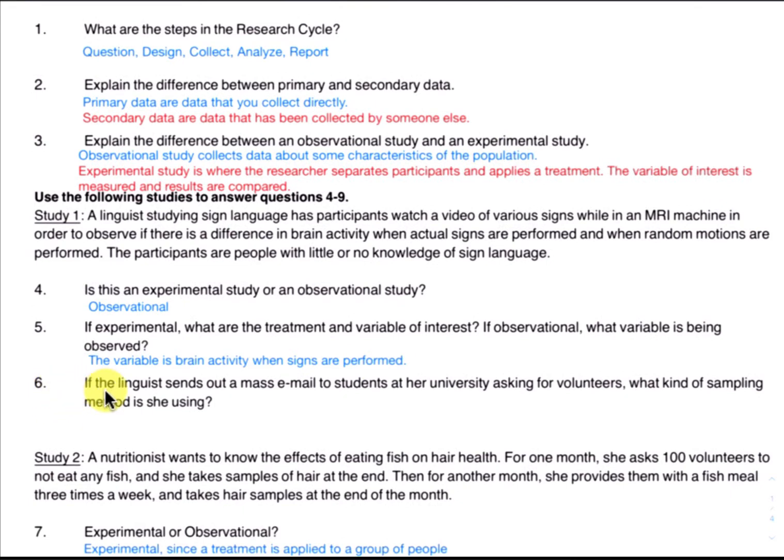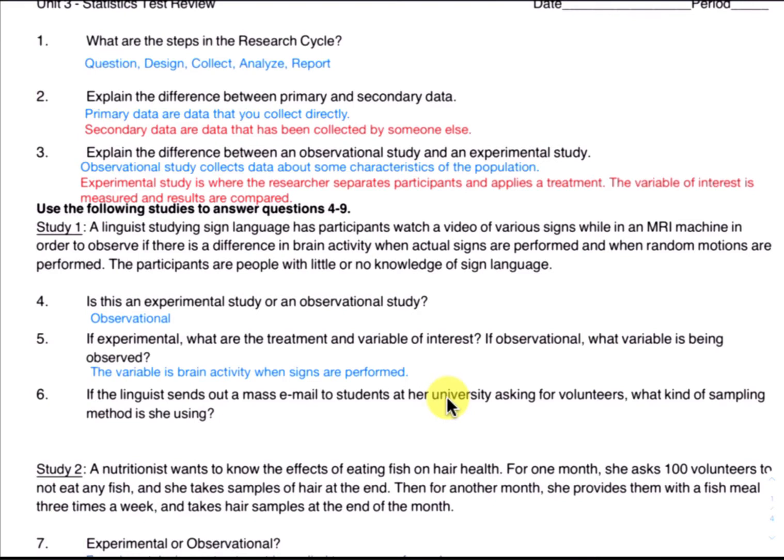And here's number 6. If the linguist sends out a mass email to students at her university asking for volunteers, what kind of sampling method is she using? Well, she is using convenient sampling, and that's because the researcher has easy access to the university students.